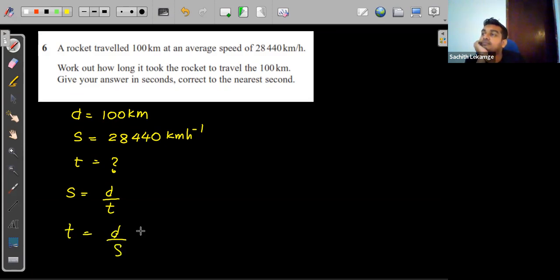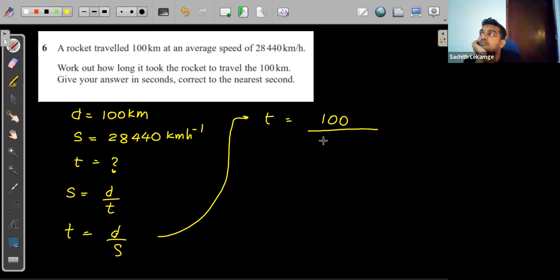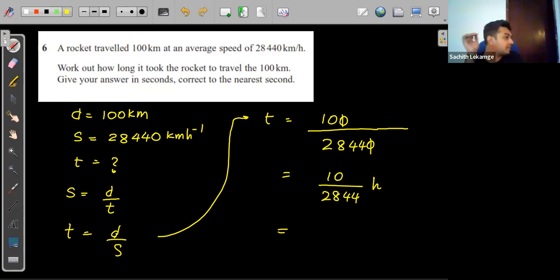Right? So take it over here. What is the value? This is in hours. They need it to the nearest second. Now you are getting this time in hours, right? Then you need to multiply it by 3600, because they want it in seconds.